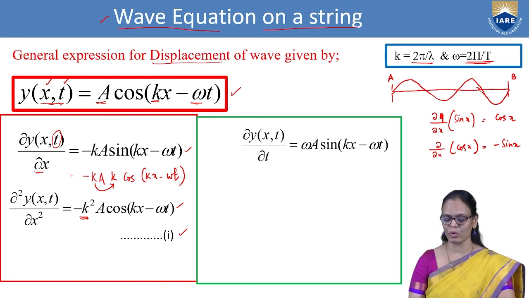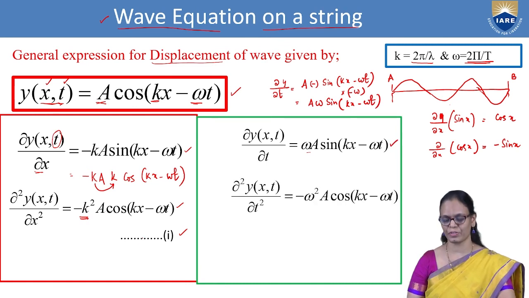So ∂y/∂t will be ωa sin(kx − ωt), because the derivative of cos, I'll write here ∂y/∂t. If I have to find it, a is constant, and for cos(kx − ωt) we get −sin(kx − ωt), and for −ωt there is a minus, so we get into −ω. So there is a minus here and a minus here, so we are going to get plus aω sin(kx − ωt). So what we are writing, ∂y/∂t is equal to ωa sin(kx − ωt).